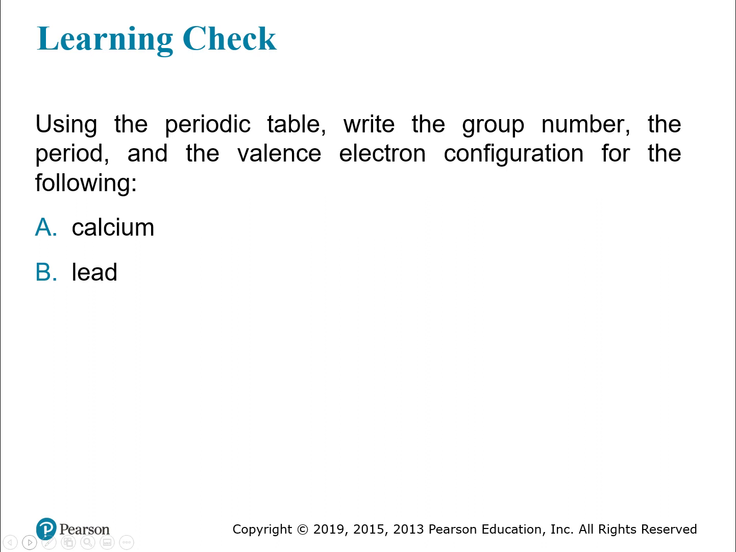Okay. So use the periodic table to write the group number, the period, and the valence electron configuration. So I will go through the first one because this valence electron configuration sounds like it's scarier than it really is. So on the periodic table, you're going to find calcium. What is the group number for calcium?